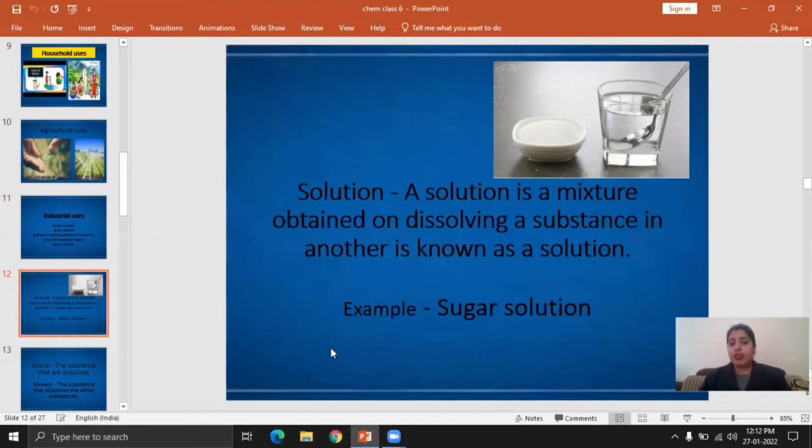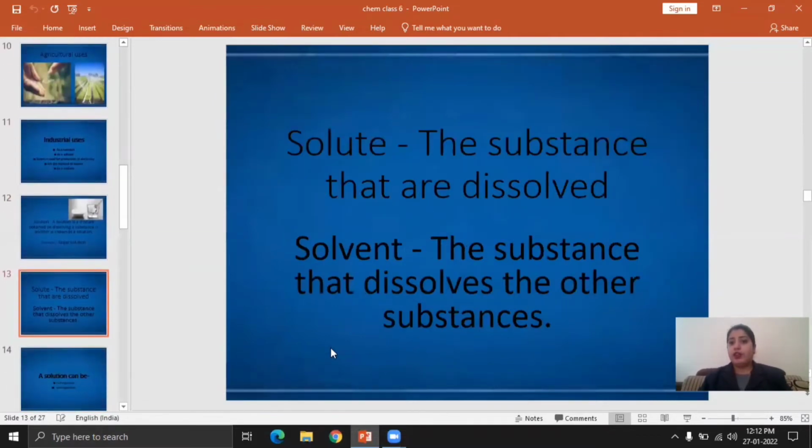In this example, the sugar is a solute and the water is the solvent. Solute is any substance that is being dissolved. Sugar is being dissolved into water. That is why it is the solute here. And the solvent is water, the substance that dissolves the other substances. Water is dissolving the sugar. That is why it is known as a solvent.